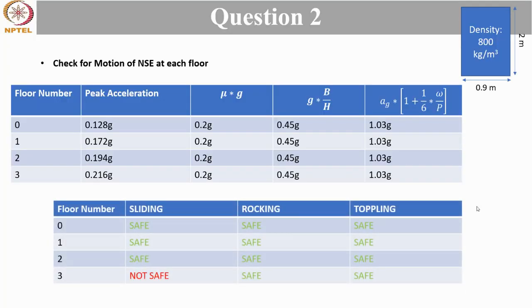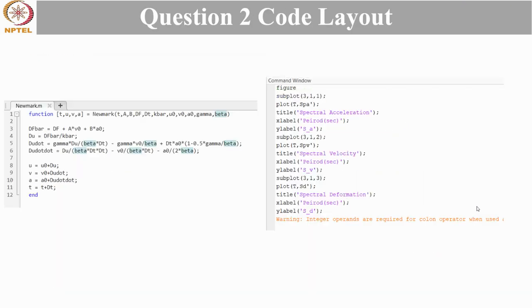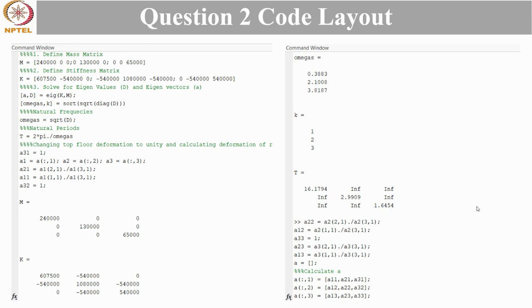So in this question we saw from scratch how we first get the default response spectrum for a particular earthquake motion, then how we get the critical time period of motion, then from the critical time period how we get the peak ground acceleration and acceleration of each floor, and then from those values how we check the safety of a non-structural element. So this is the code layout for the question.